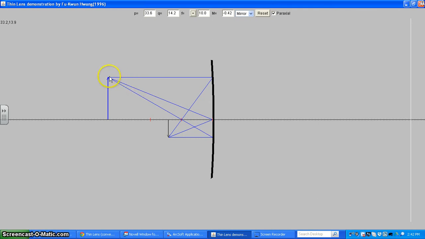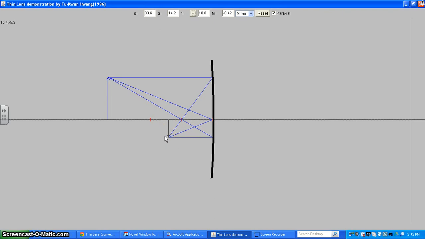Okay, the first ray, you'll notice from the object here, comes parallel to the axes and then is reflected through the focal length. Okay. The second ray comes from the object, and goes through F, strikes the mirror, and then gets reflected back parallel to the axes.